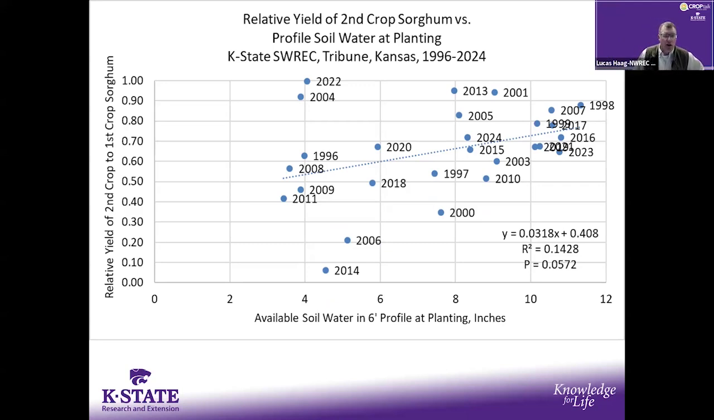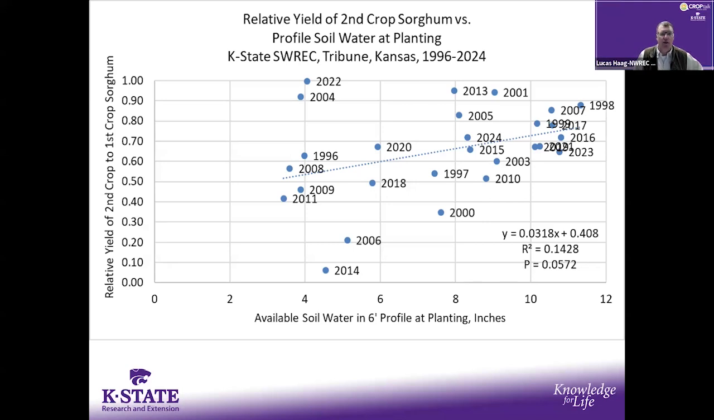And so on the left-hand side here, 4 inches in the profile planting, that's pretty much a dry profile. As we get over here to the right side, 11 inches, that's basically a full profile. This is measured in this study, we're measuring to 6 feet. So if you look at, not surprisingly, on average, the wetter the profile we start with, the better our recrop does versus into wheat stubble.